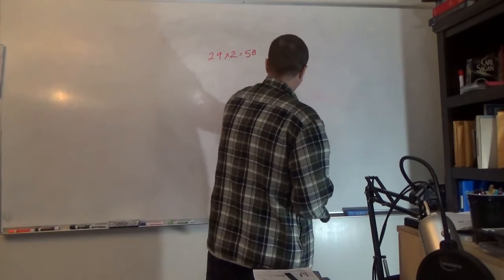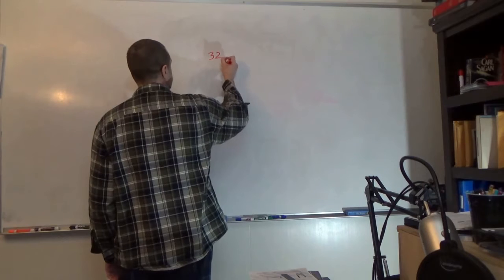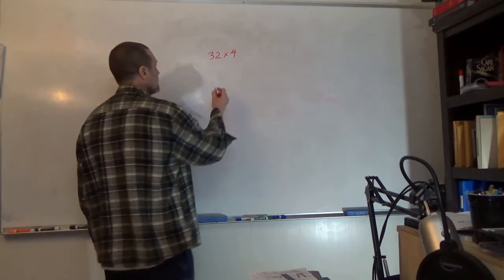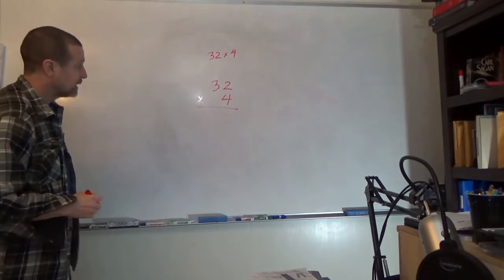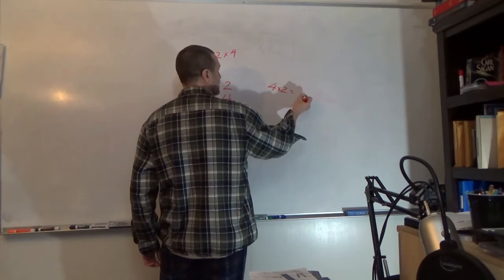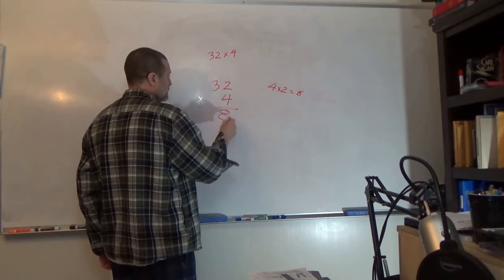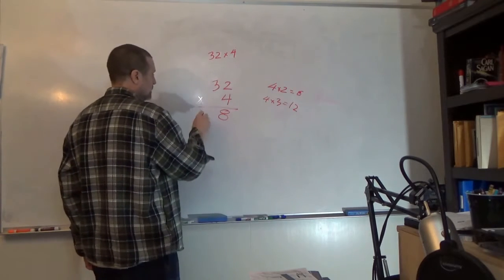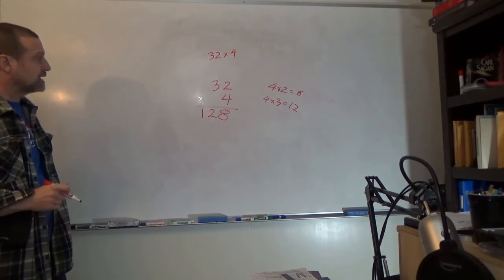Okay, let's have another example. Let's try 32 times 4. Okay? 3, 2, 4. So we write this out in our column format. 4 times 2 is equal to 8. So it's only one digit this time, so we write the 8 down here. And then 4 times 3 is equal to 12. 1, 2. So we get 128.